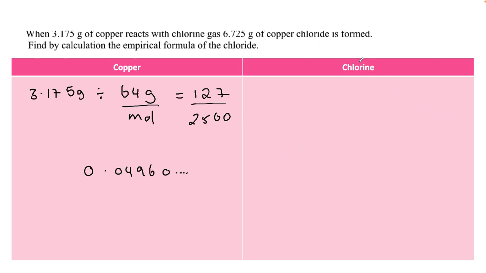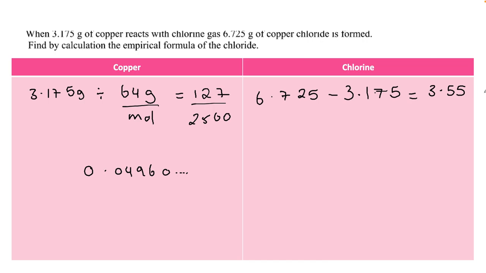Now I need to find the number of moles of chlorine. Well, to do that, I first need to know out of the total mass, which is 6.725, how much of that's going to be chlorine. So I'm going to take away the copper, because I know the copper mass, and that will leave me with the mass of the chlorine. So 6.725, take away 3.175, and if we do that, we get 3.55. So that's how many grams of chlorine there are.